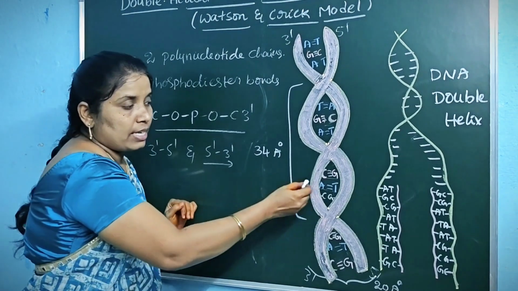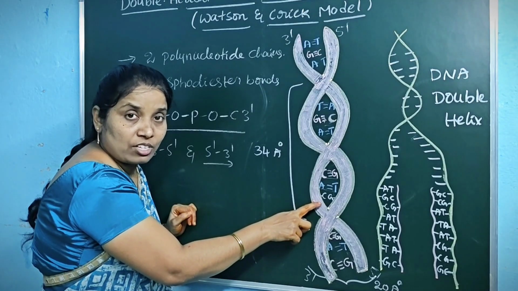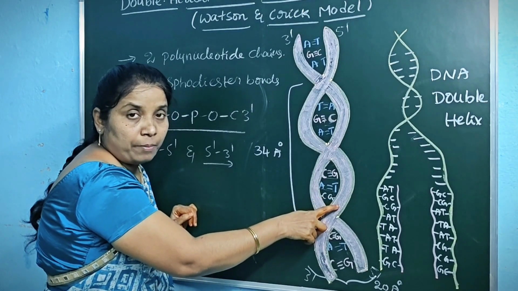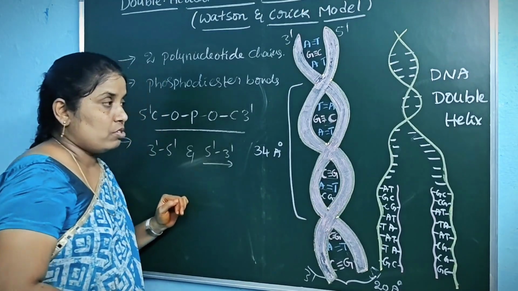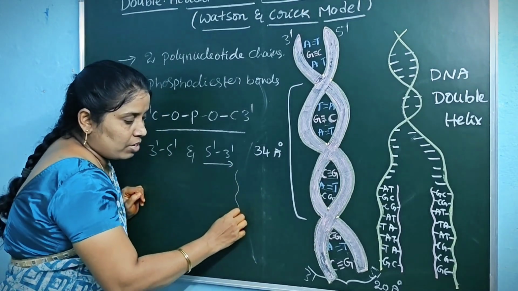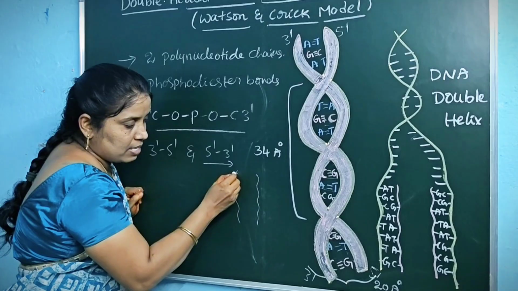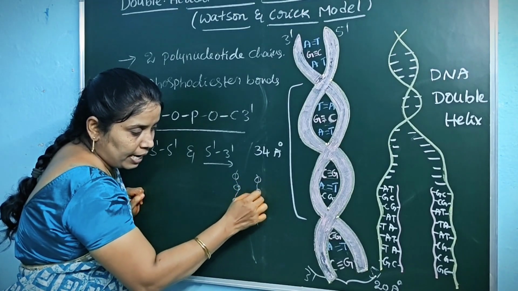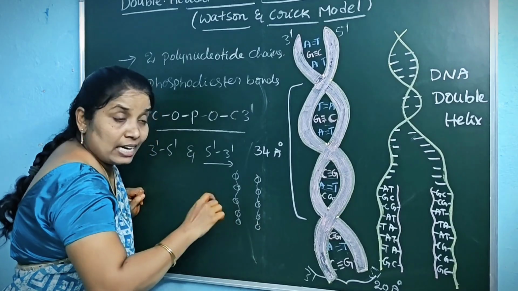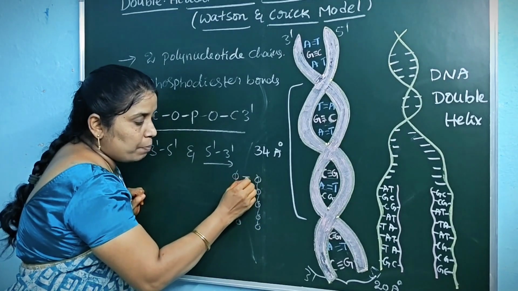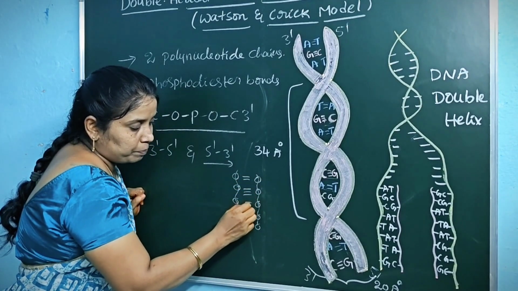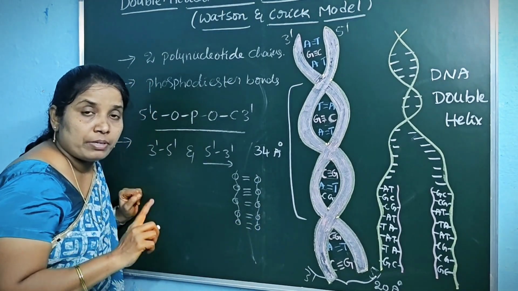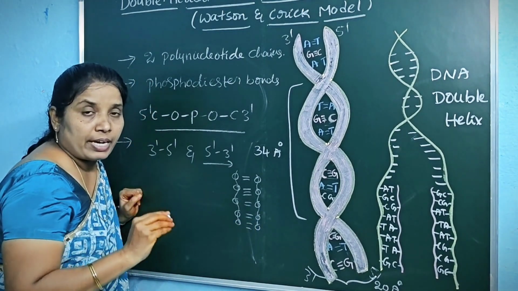So here you can see the nucleotides of one strand connected to the other strand by hydrogen bonds. So this is one strand, this is the other strand, and each consists of nucleotides. It is a polymer of nucleotides. They are held together with the help of hydrogen bonds. Okay, so the hydrogen bonds are established between purines and pyrimidines.